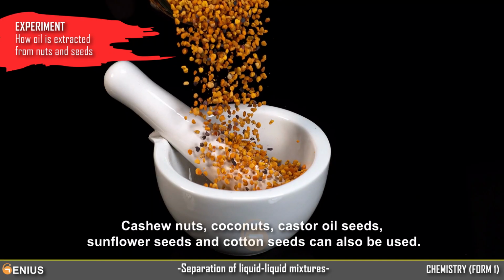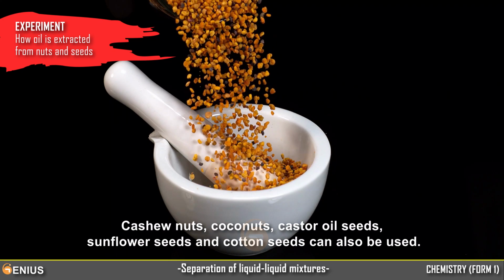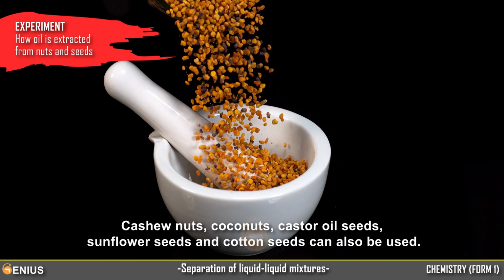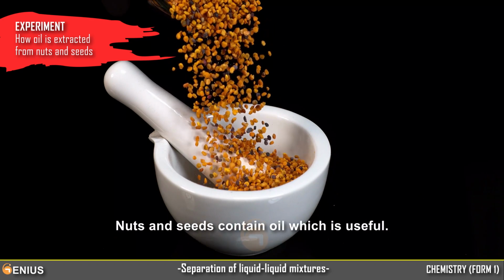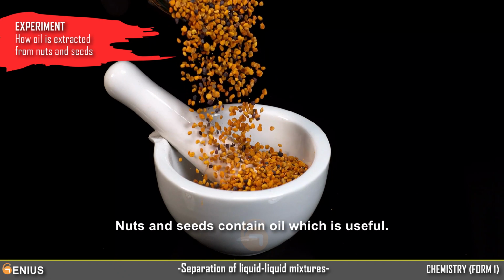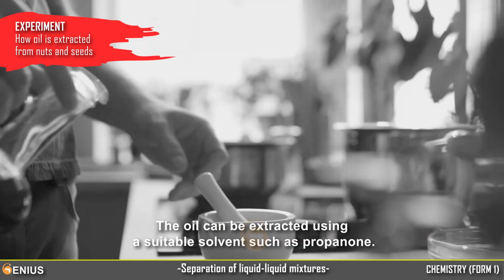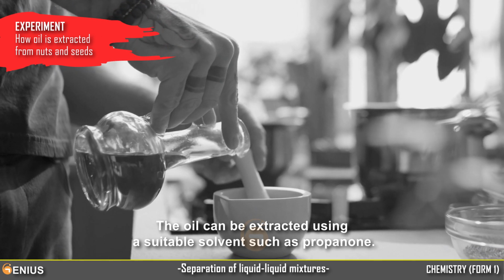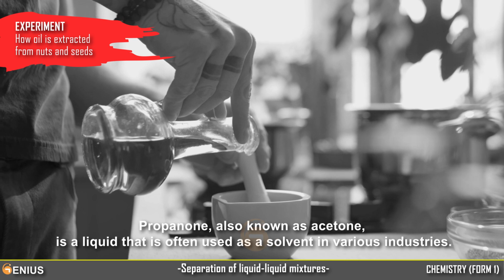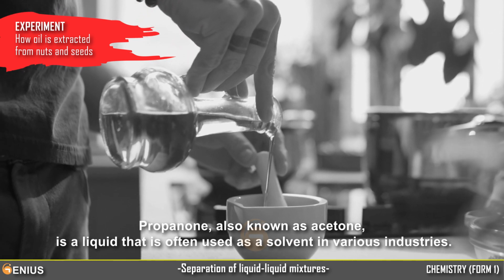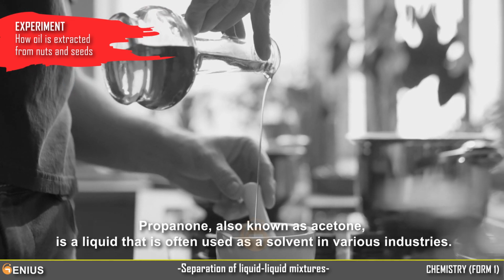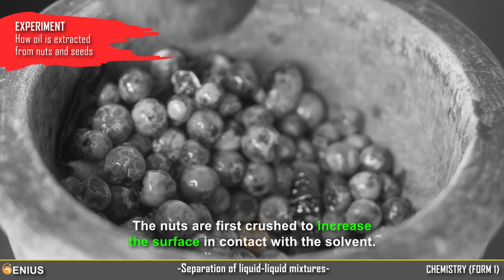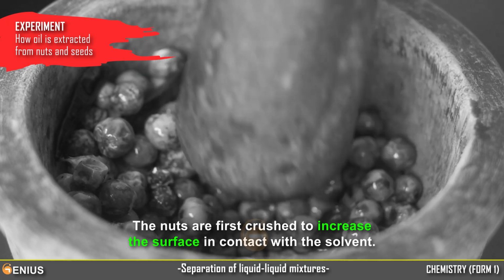Cashew nuts, coconuts, castor oil seeds, sunflower seeds and cotton seeds can also be used. Nuts and seeds contain oil which is useful. The oil can be extracted using a suitable solvent such as propanone. Propanone, also known as acetone, is a liquid that is often used as a solvent in various industries. The nuts are first crushed to increase the surface in contact with the solvent.